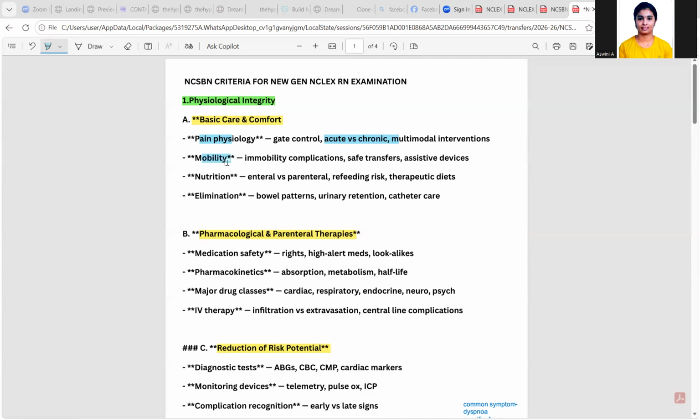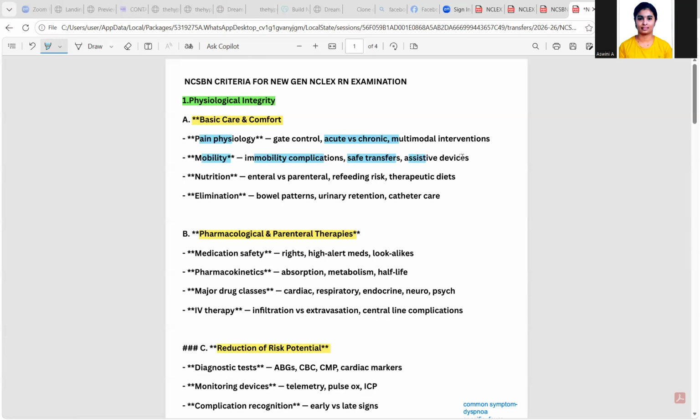For example, the DVT is a complication due to immobility, pressure sore, or bed sore. Okay, bed sore is an immobility complication. And the safe transfer, that means the questions can be asked from the transferring of the client from bed to chair to bed. And if it is a spinal cord injury, the log rolling type questions, that means while transferring the client from bed to trolley, like that some transfer related questions are coming under the mobility.